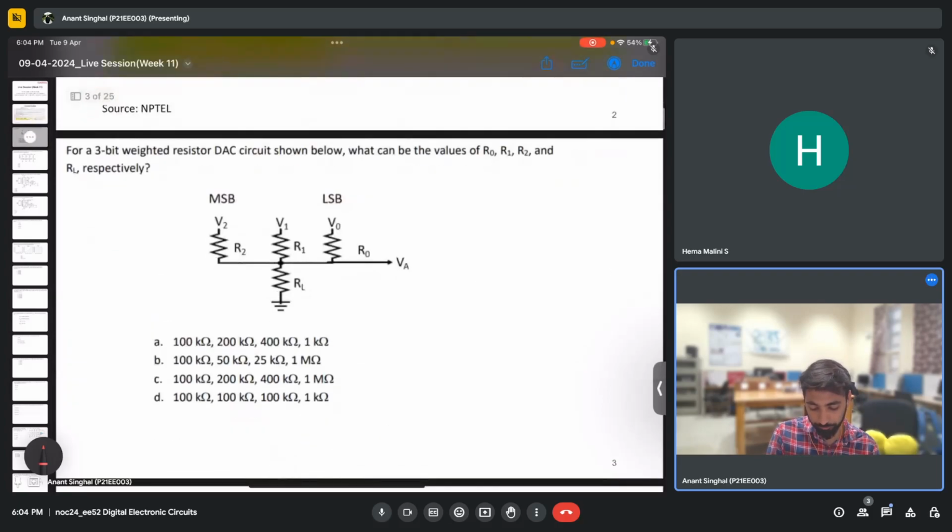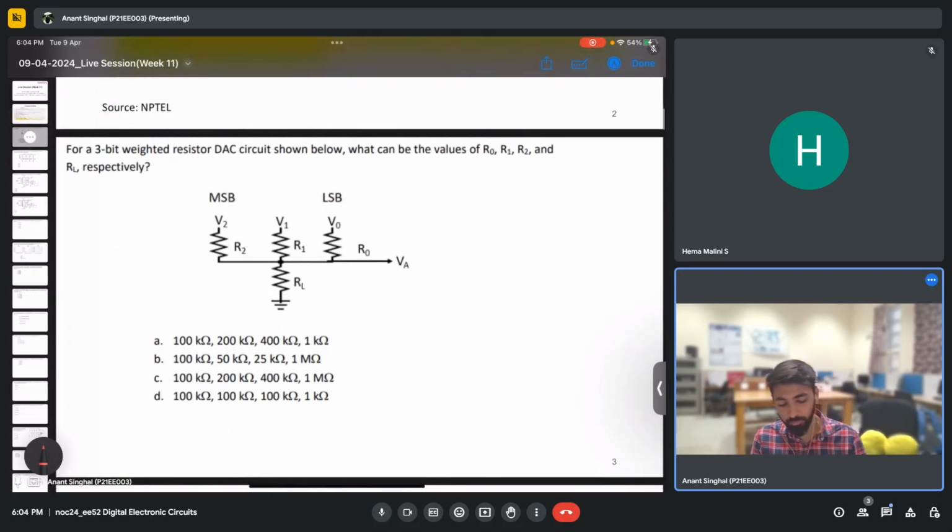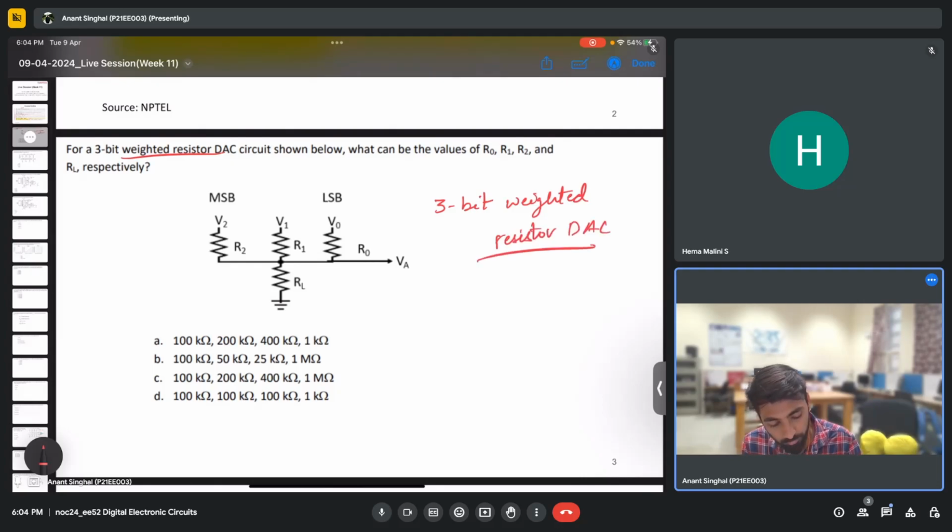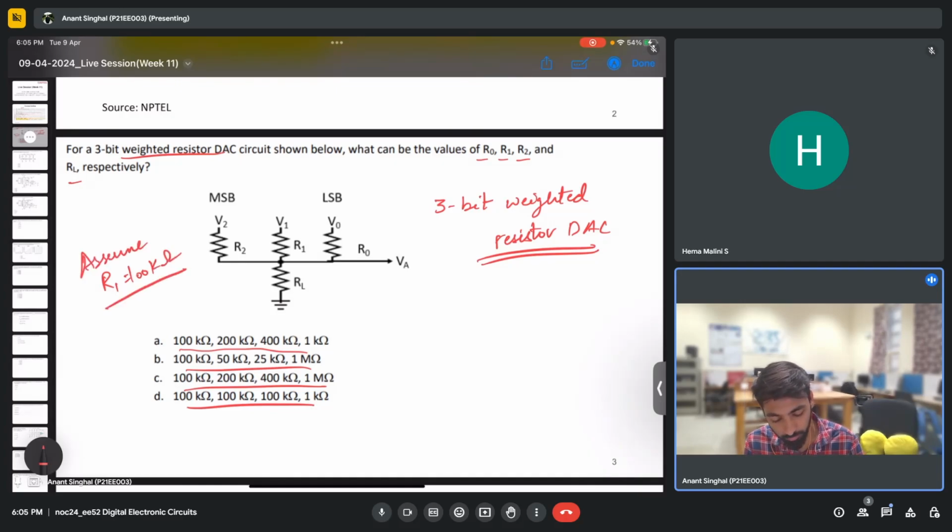This is the question: for a 3-bit weighted resistor DAC, we need to find the values of R0, R1, R2, and RL, which are given in the options. One thing to notice here is that R0 is 100 kilo ohm in all the options. So we'll assume that R0 is 100 kilo ohms.